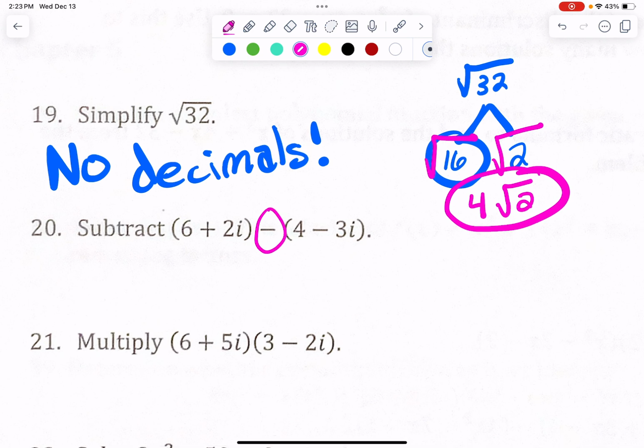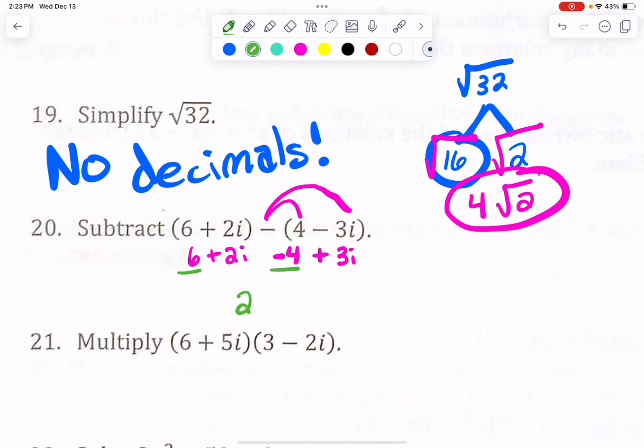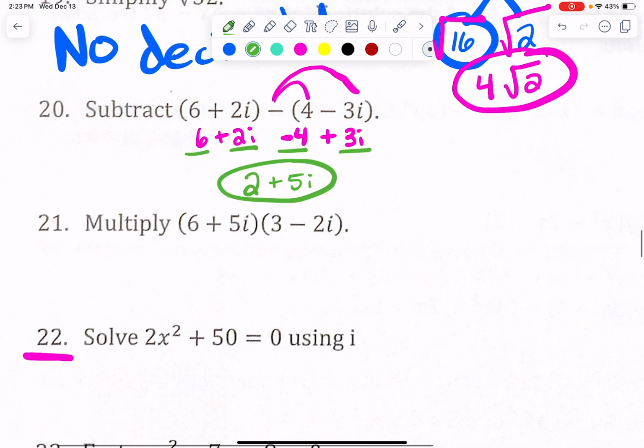Number 20 is saying subtract. I know that by the fact that it says subtract, and there's a minus sign in between them, okay? So when there's a minus sign, you have to be careful because you have to distribute through your negative. So I've got minus 4 plus 3i, okay? This guy's just going to chill, 6 plus 2i. He's not going to change. And now that I've distributed the negative, now I have to combine like terms. So 6 and negative 4 makes 2. 2i and 3i makes plus 5i. And there is my solution for number 20. Okay, we're going to do 21 and 22 quick.